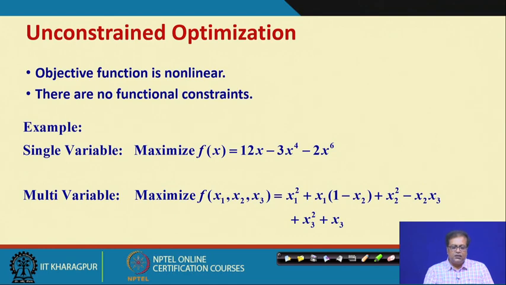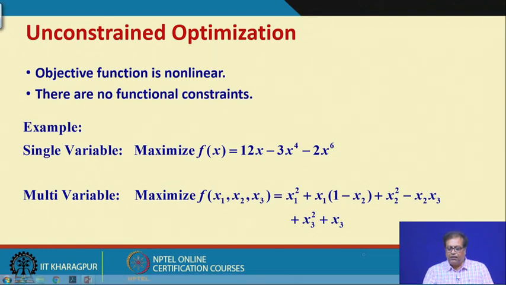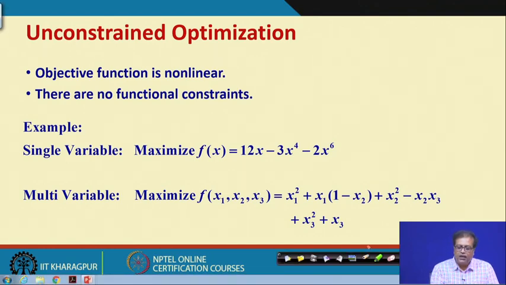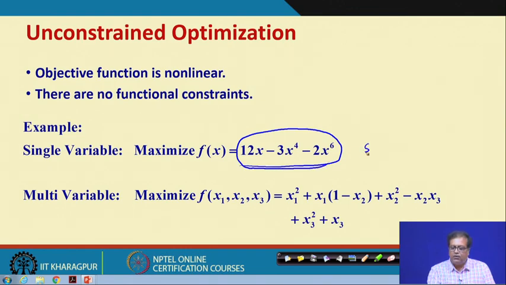You can see in the first case we have maximize f(x) equal to 12x minus 3x to the power 4 minus 2x to the power 6. We have only one variable. Since there is only one variable, we call it the single variable problem.